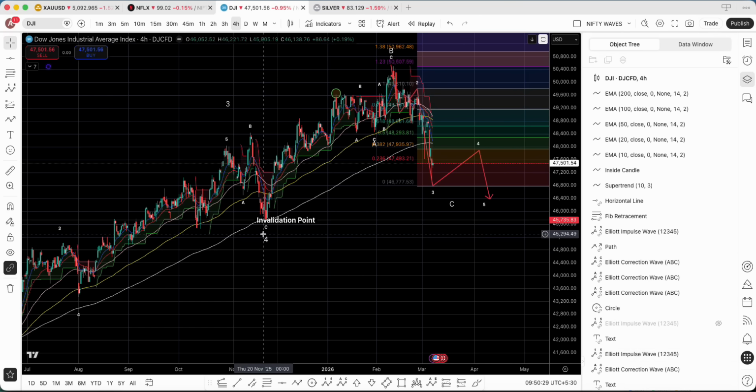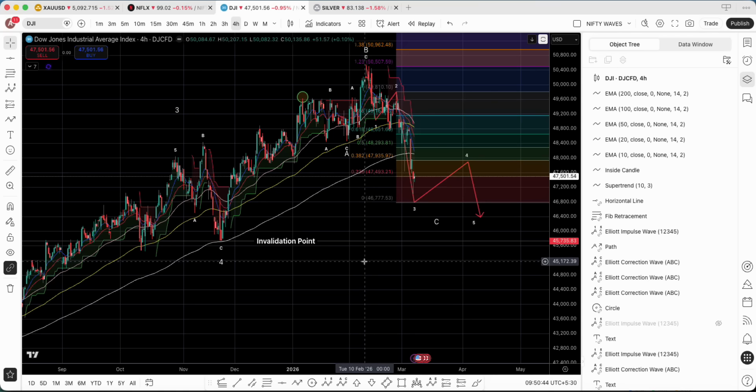So that low here, 45,741, that is your dead stop loss for this entire scenario. And the minute this point breaks, you can forget about the Dow Jones being in a bullish space. It's all downhill from there. Then every rise becomes a sell.